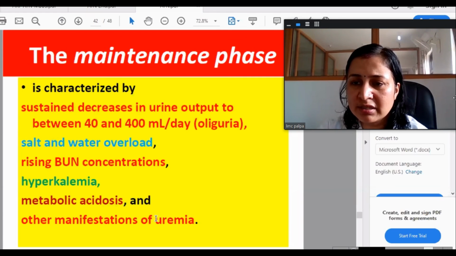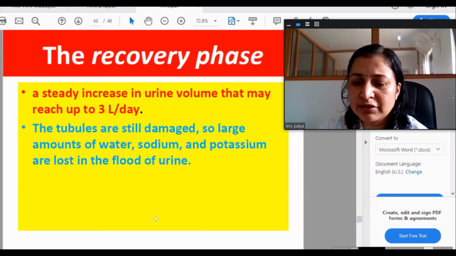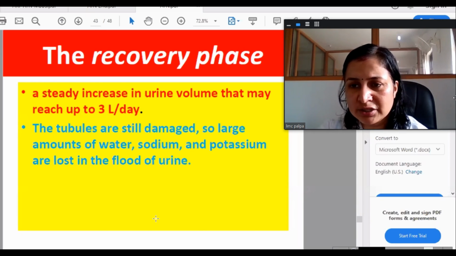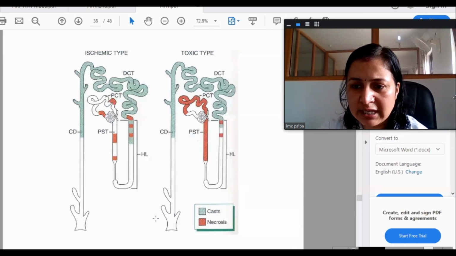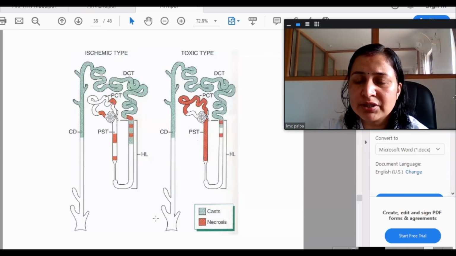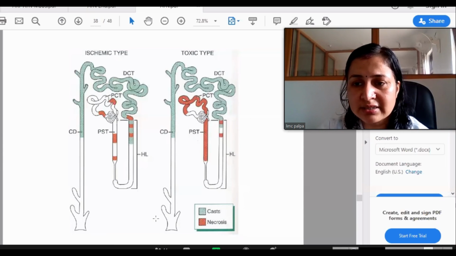Then comes maintenance. The oliguria keeps on going, and along with that the other parameters, sodium, potassium, blood urea nitrogen, metabolic acidosis, all go on rising. Then only comes the recovery phase, in which the urinary output is restored. So it is simple. You just have to understand how this happens. If we have less than 1 minute, and you have understood this sequence, you can easily answer, and this is very important.